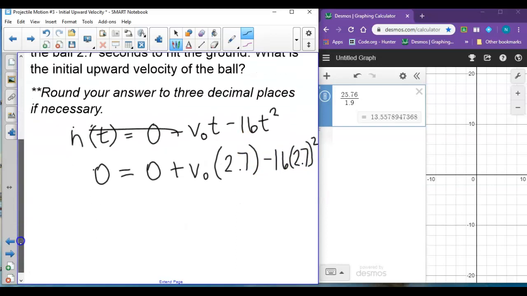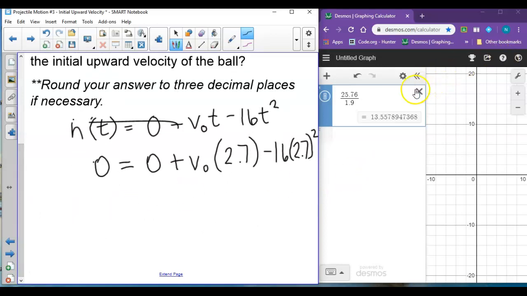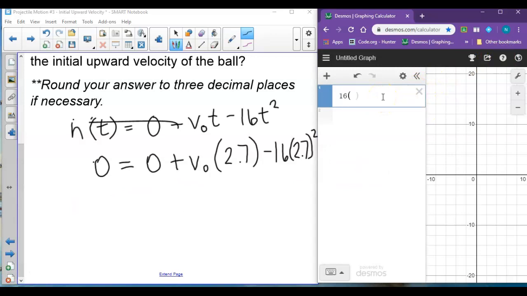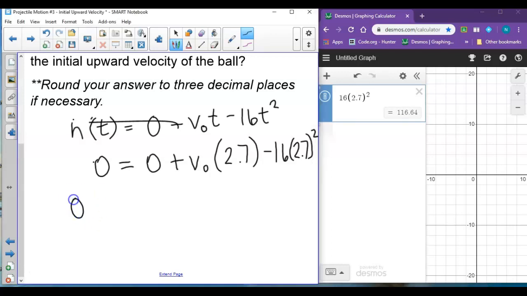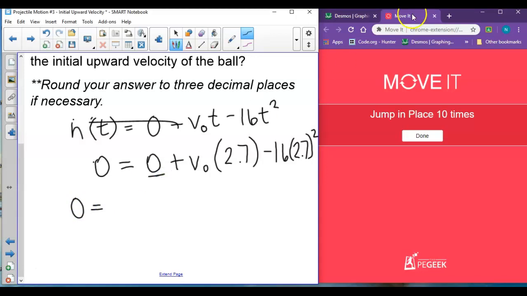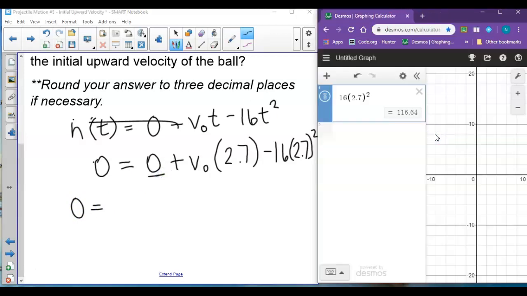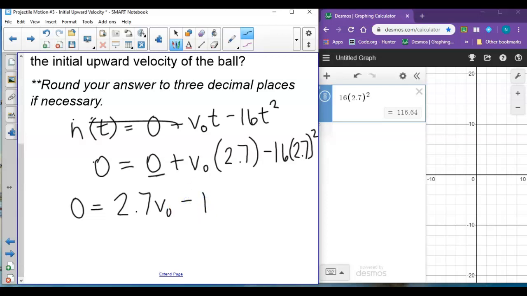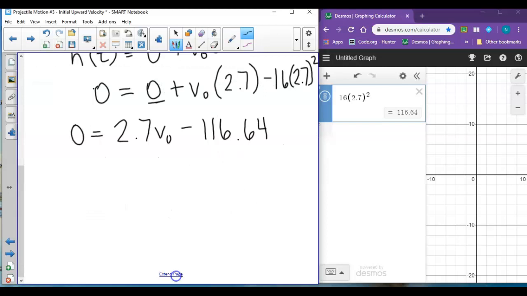Okay. And so I'm going to go over here to Desmos real quick and just see what 16 times 2.7 squared is, and that is 116.64. So I'm going to have 0 equals, there's no real need to write this as 0 right here. And then I'm going to write this as 2.7 times v sub 0, just because we normally write that number first instead of the variable. And then the 16 times 2.7 squared, we just found it was 116.64. And then we just got a couple steps to finish solving that.